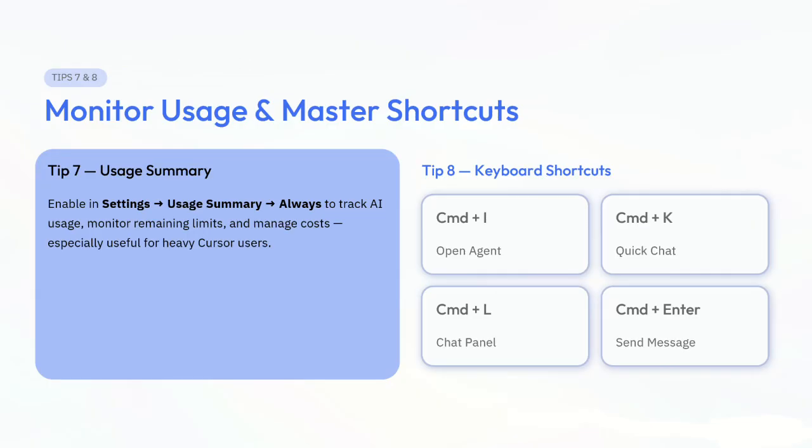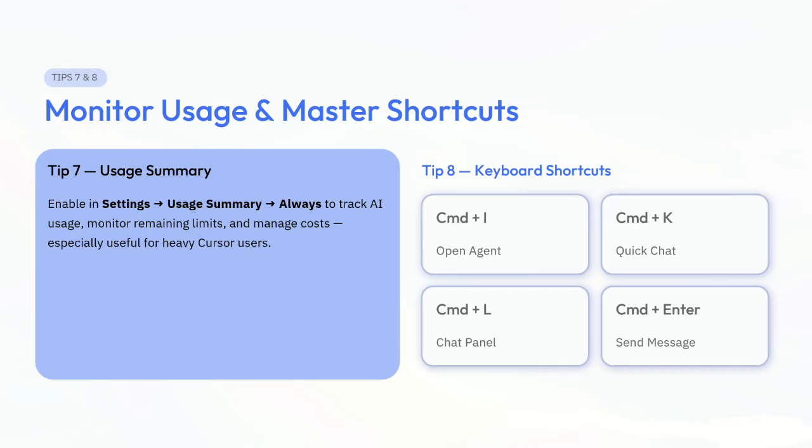Let's talk about tip number 7 and 8, and it's all about monitor usage and master shortcuts. First is the usage summary. Let's understand this. By enabling it in the settings, Cursor shows how much of your AI usage limit you have consumed. This is especially helpful if you are using premium AI tools and want to avoid exceeding your limits.